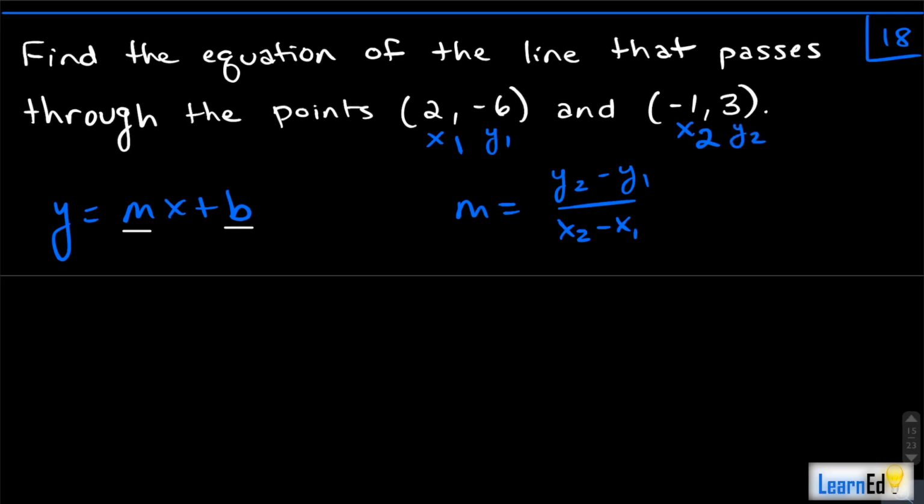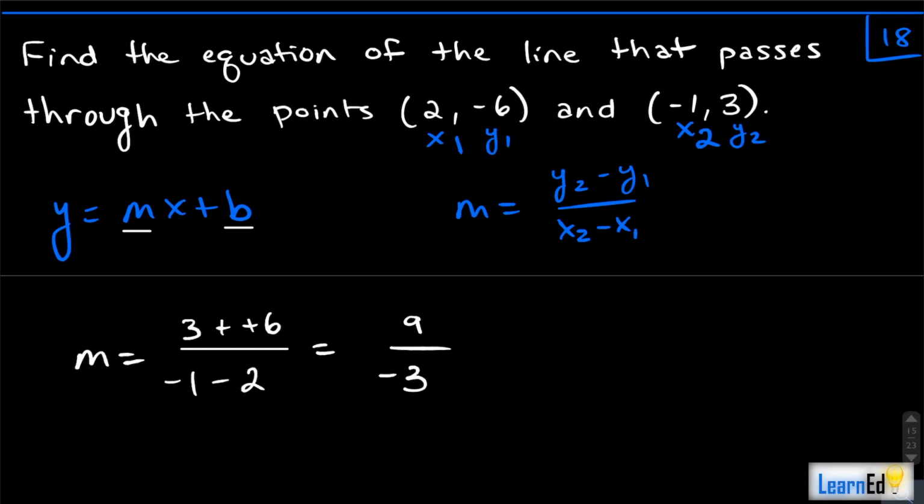So we can write m as y2, which is 3, minus y1, which is negative 6, divided by x2, which is negative 1, minus x1, which is 2. So this is going to be 3 minus a negative 6, which is 9, and negative 1 minus 2 is negative 3. So our slope here is negative 3. That's a great starting point.